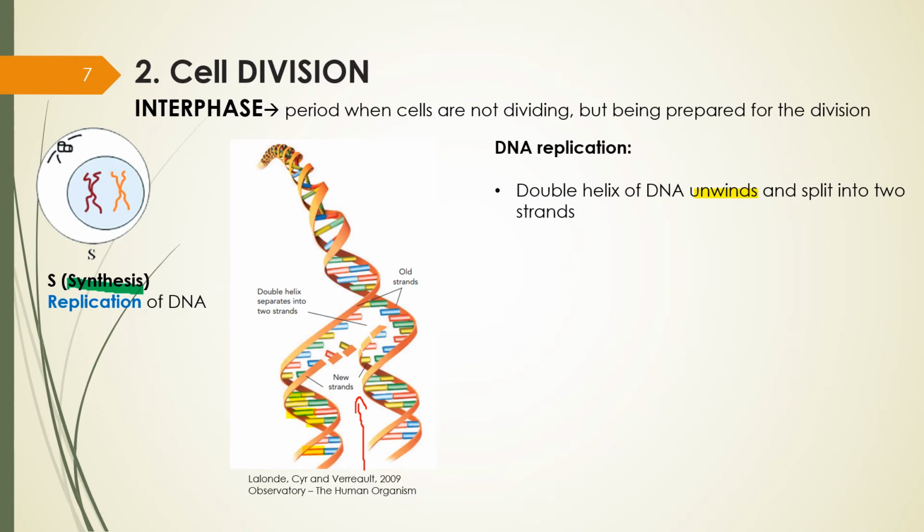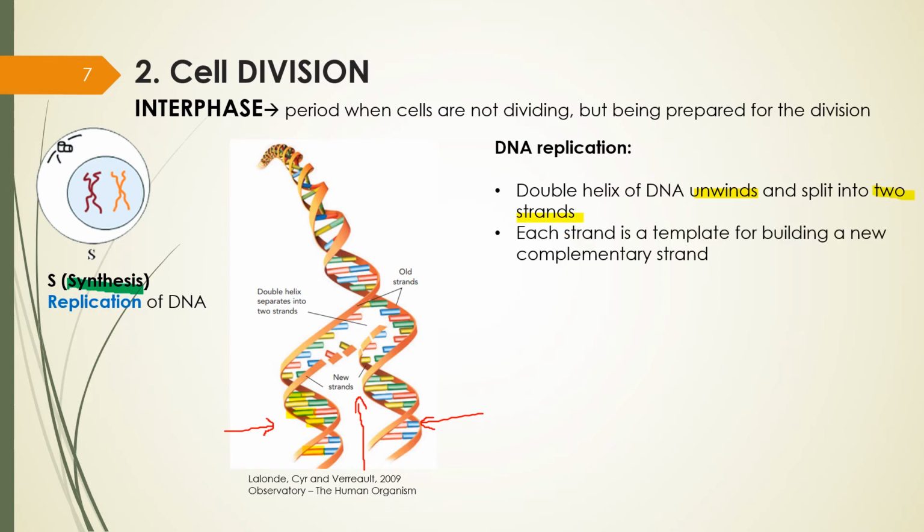After I open, I have two strands: one on the right and one on the left. So I have two strands when I open, and each of these strands is going to be a template to build a new strand. So when we open, new bases are going to come in according to the rule.